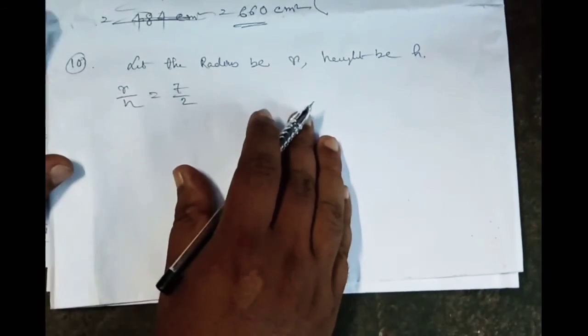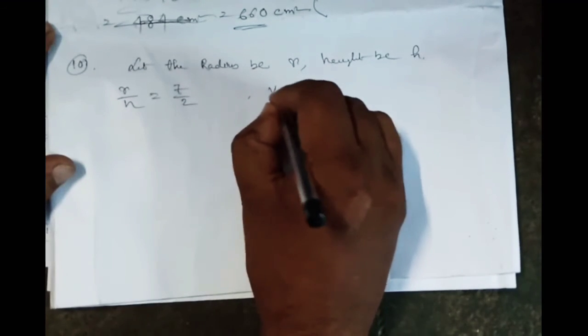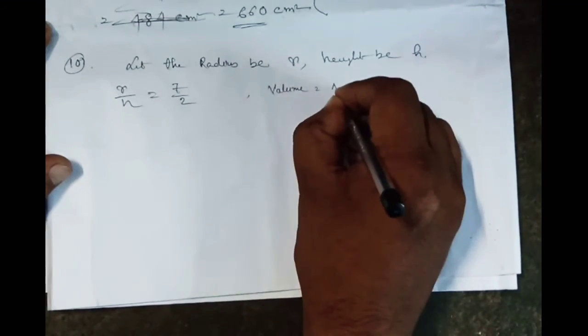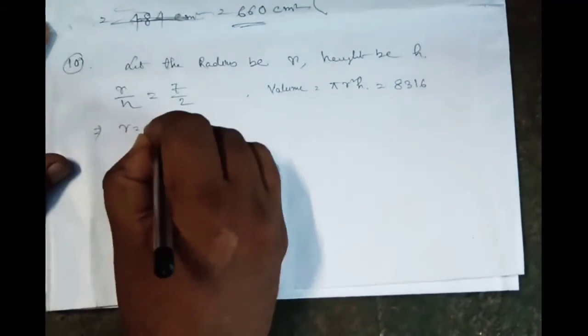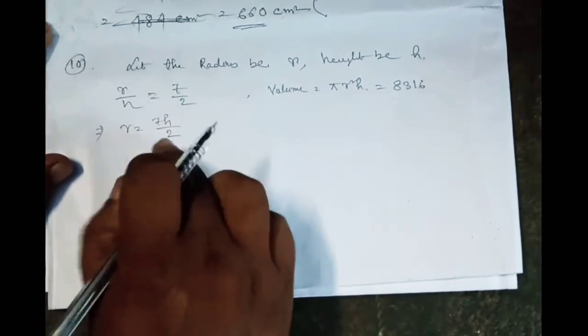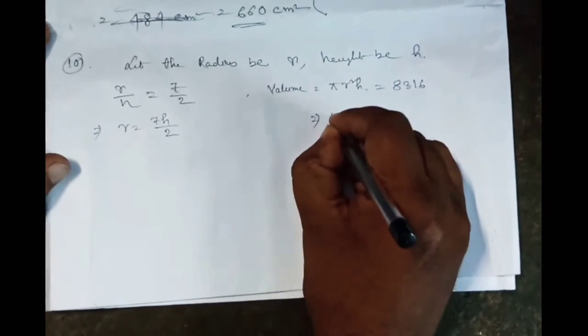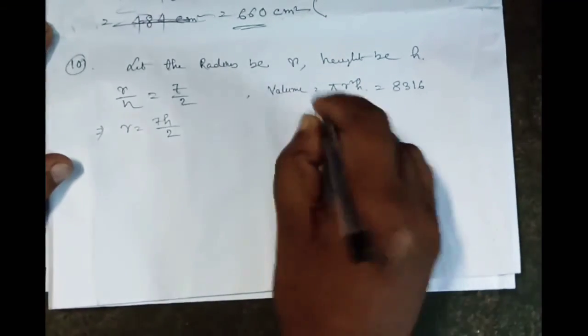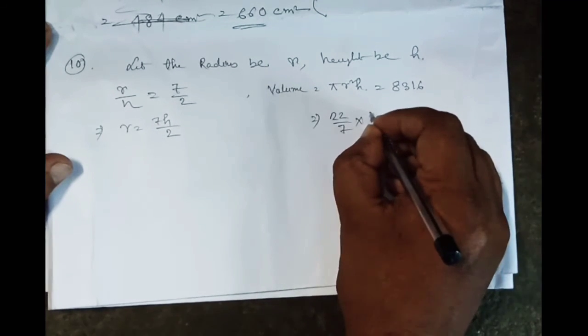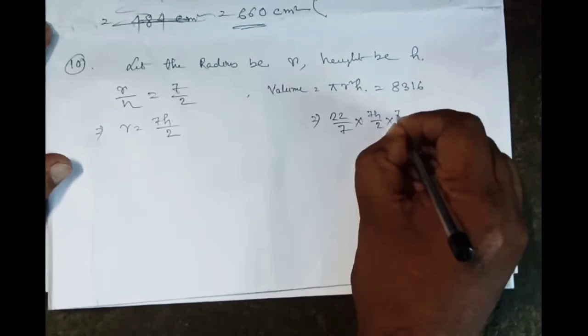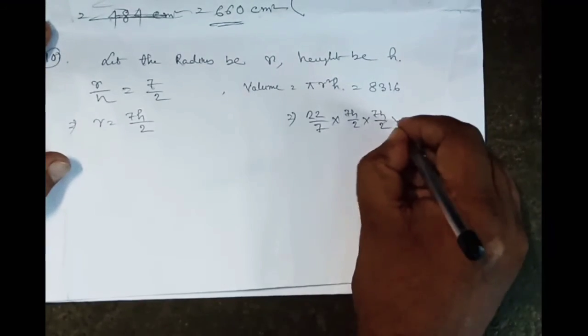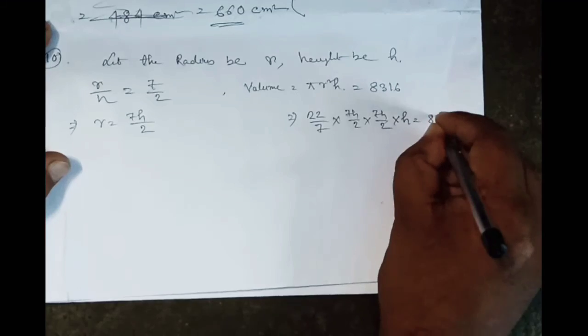So volume is pi r square h, and that's equals to 8316. We have to find the total surface area of the cylinder. So from here we can write that r is equal to 7h by 2. Now substituting this value over here, we are getting 22 by 7 into r square, that is (7h by 2) square, into h, that's equals to 8316.